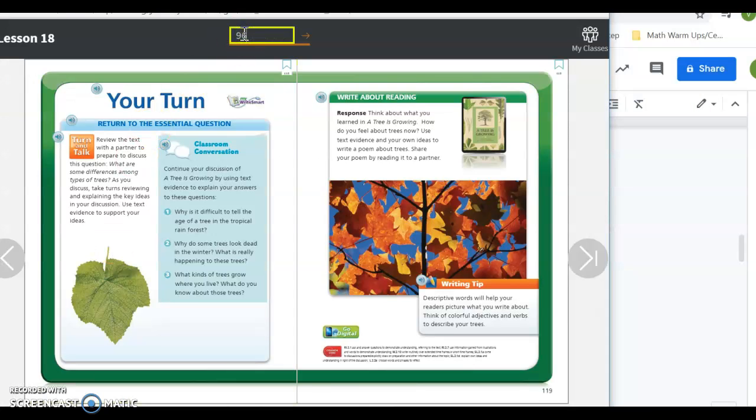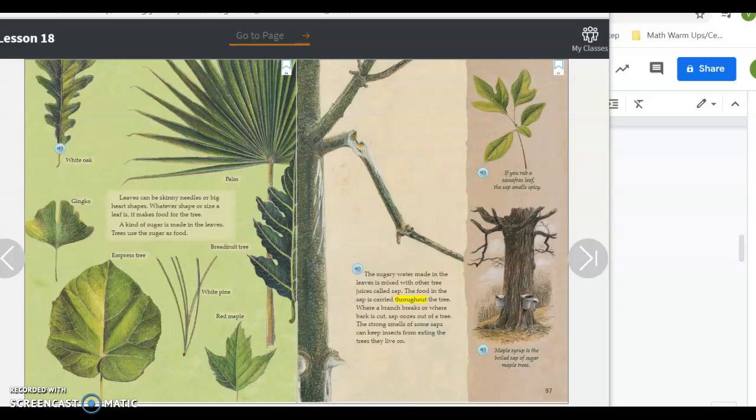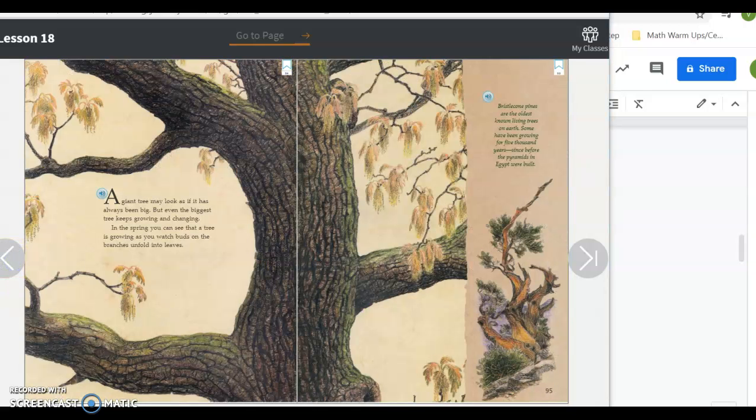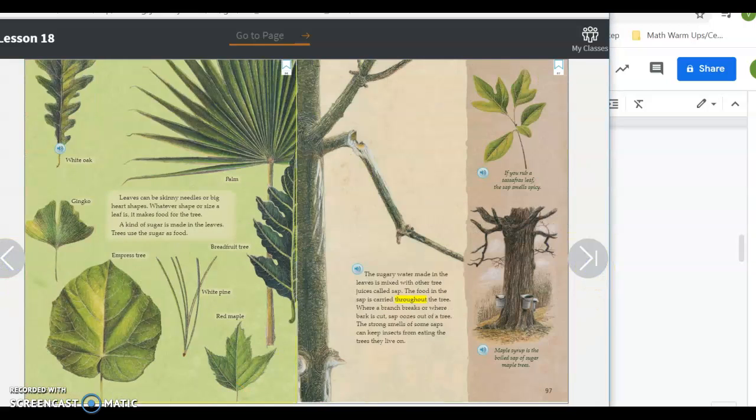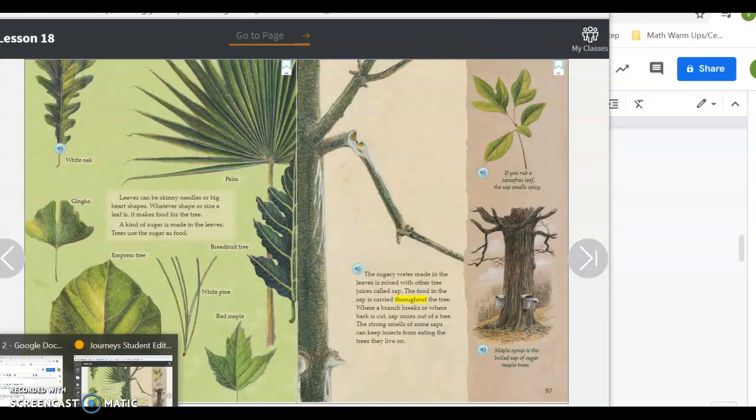So if I go to page 96, where my story starts, I've identified that these are labels telling me about the different trees. There's a text feature right over here if you're stuck. That could be your first one to get you started.